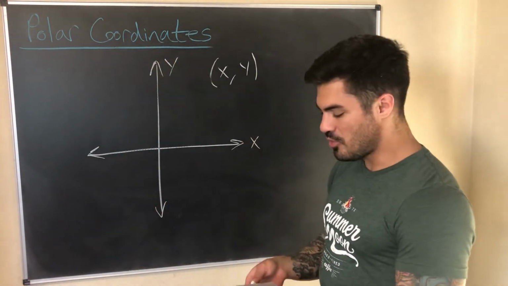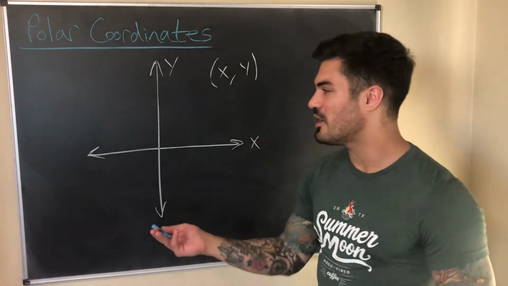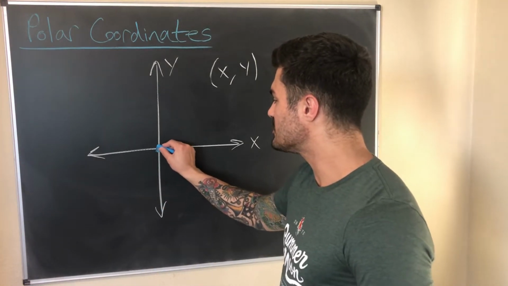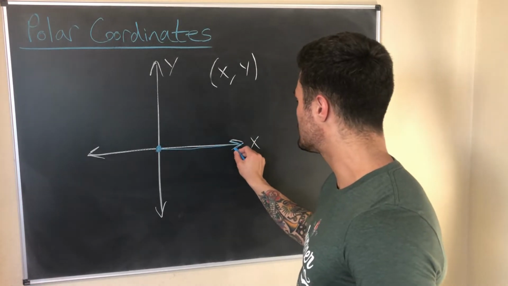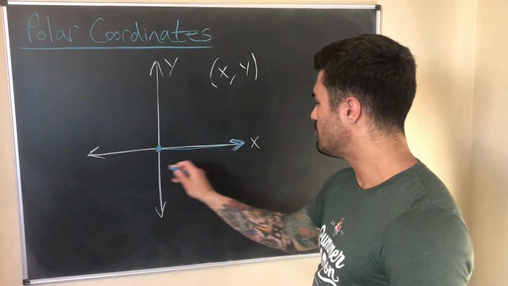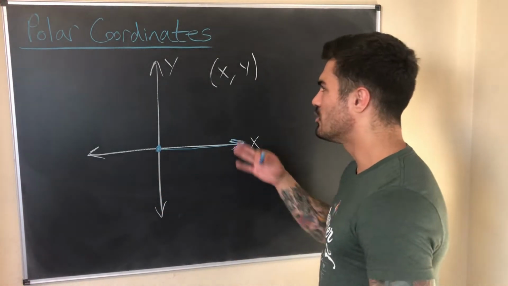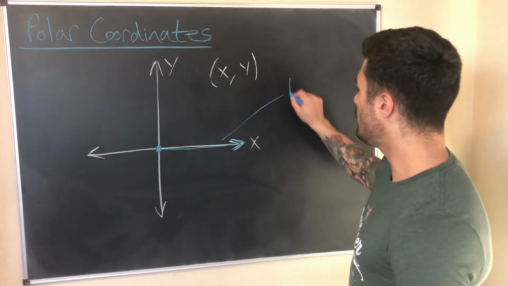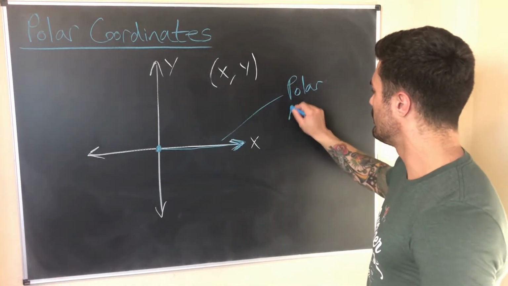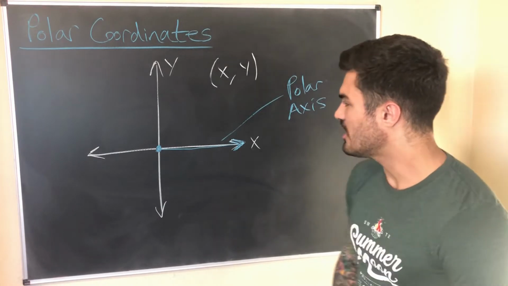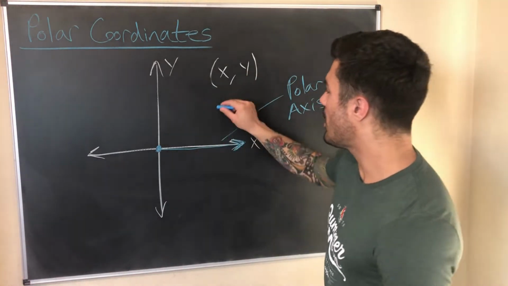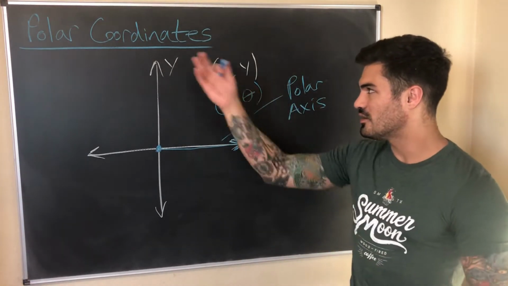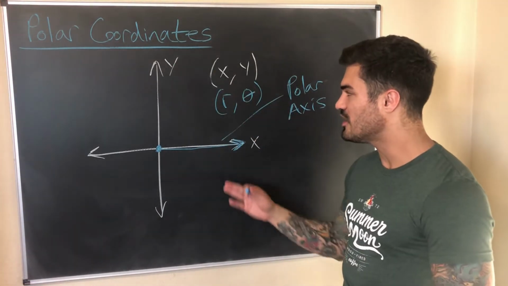Now we're going to introduce polar coordinates. So in polar coordinates, we don't have two axes. We have one. We call it the polar axis. And we have a pole, which is like the origin, and then a polar axis, which is sort of lined up with the right side of the x-axis in rectangular coordinates. And instead of x comma y, we have r comma theta. This is how we plot points in polar form, r comma theta.